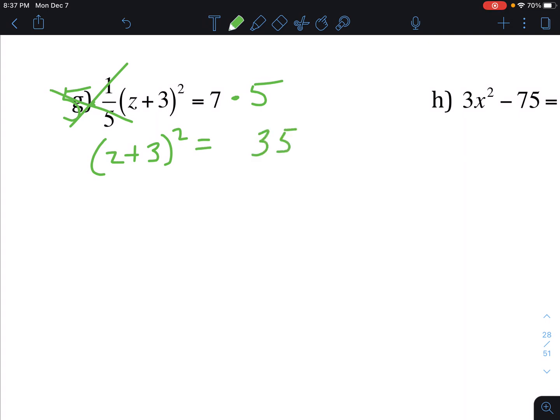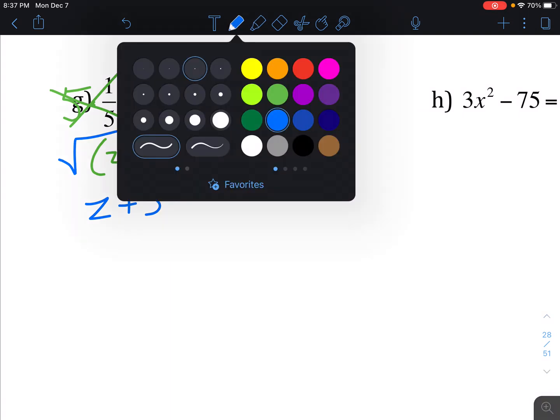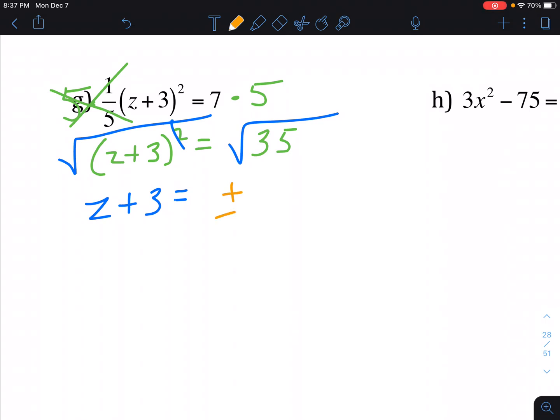Then we have parentheses x squared, so we want to square root both sides to get rid of the exponent. So drop down z plus 3. Square root of 35 actually does not have a perfect square that goes into it, so just bring down plus minus square root of 35.